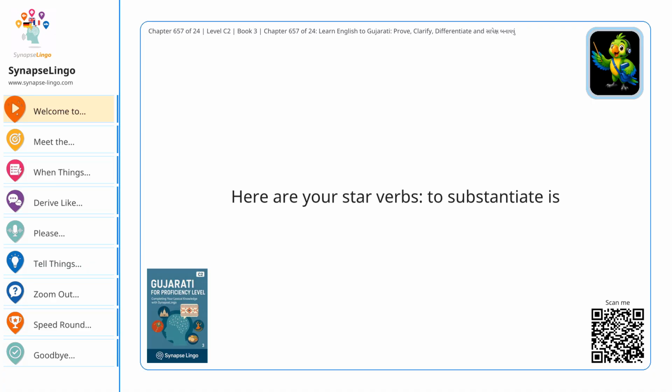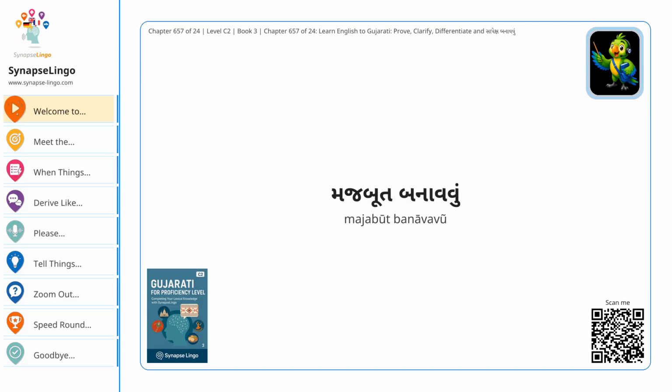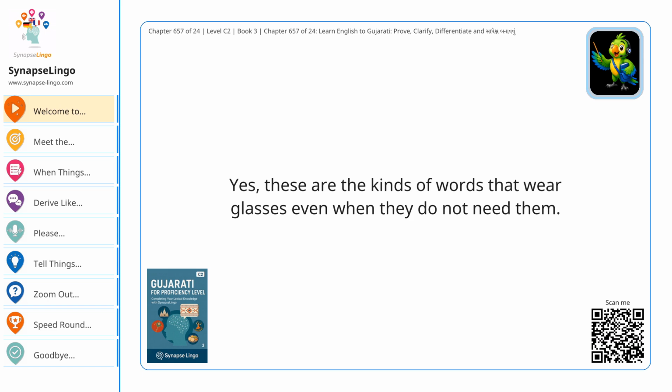Here are your star verbs. To substantiate is મજબૂત બનાવવું. To occupy is કબજે કરવું. Prove is સાબિત કરવું. Derive can be તારવવું or ઉત્પન્ન કરવું. Clarify is સ્પષ્ટ કરવું. Differentiate is અલગ પાડવું. And put into perspective is સાપેક્ષ બનાવવું. Yes, these are the kinds of words that wear glasses even when they do not need them.